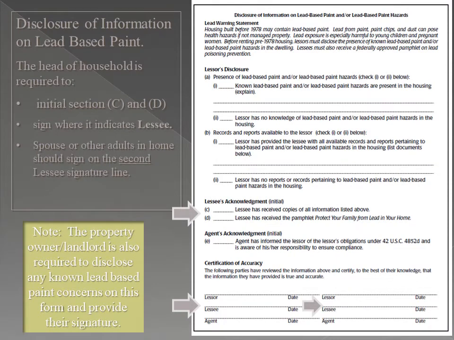Disclosure of information on lead-based paint and lead-based paint hazards. To expedite the lease-up process, this form is provided to you in advance of leasing a unit. We ask that you initial sections C and D and sign where it indicates lessee. Your landlord is required to report any known cases of lead in your rental unit. You will receive a completed and signed copy of this form back once the owner has completed his or her portion of the form and provided their signature.